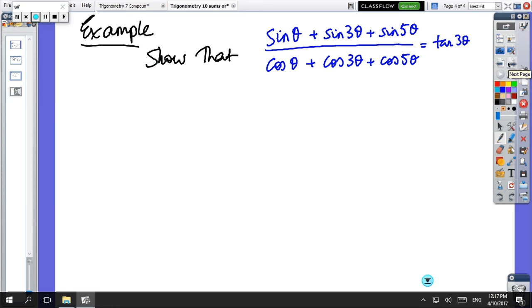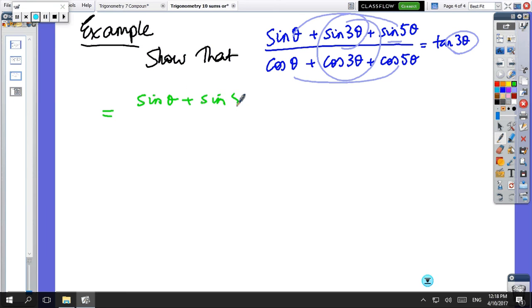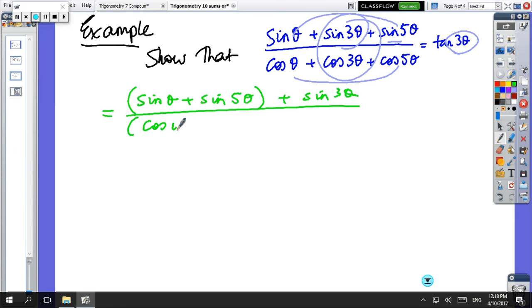Okay, so we've got to show that that long expression there equals tan 3 theta. We can see that the question's got 3 thetas in it, and some of our numbers have got 3 thetas in them, so we've got to get these two to come together. So in the first line, we're going to put sine theta plus sine 5 theta together, and then we've still got sine 3 theta at the back, and then we've got cos theta plus cos 5 theta, and we've still got cos 3 theta at the back.